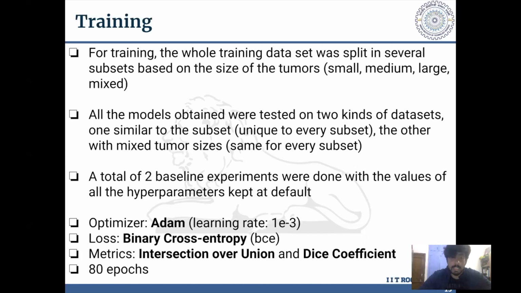Okay. So the optimizer that was used is Adam with a learning rate of 10 to the power minus 3. The loss that is used is binary cross entropy. The metrics for validation are intersection over union and dice coefficient, and the models were trained consistently across 80 epochs throughout.